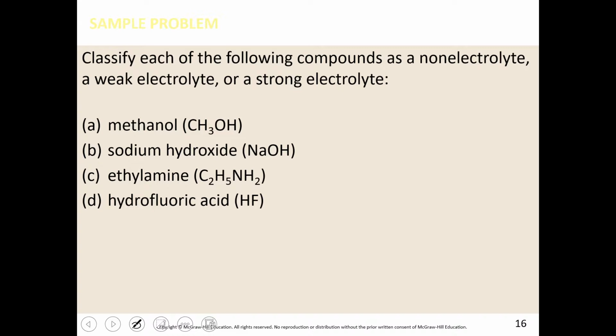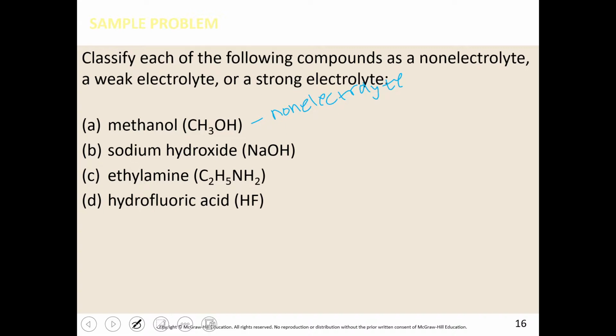Okay, the first one, A, methanol, it is molecular. There is no metal present or ammonium ion. So then the question is, is it an acid or not an acid? And the answer for methanol is it is not an acid because there's no hydrogen out front. Because it is not an acid, we can say this is a non-electrolyte. It will not ionize into its individual ions, and therefore it will not conduct electricity, so it is a non-electrolyte.